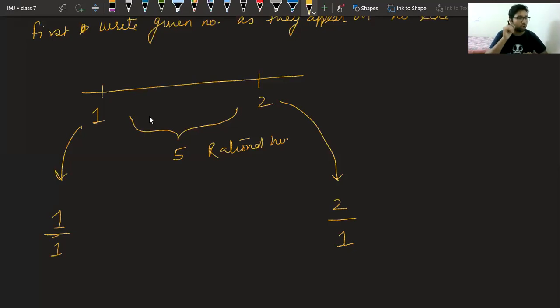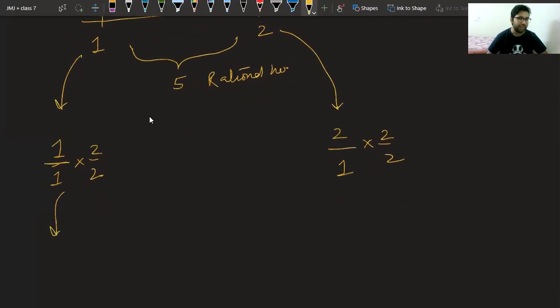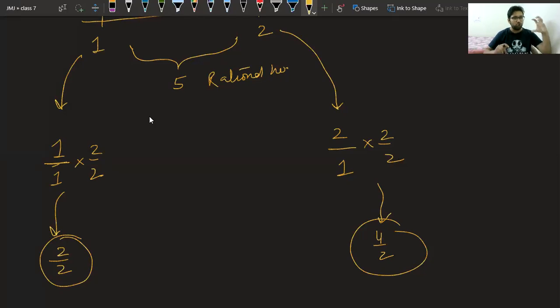Now I will use the concept of equivalent fraction. How? If I multiply this by 2 and 2 and this by 2 and 2, what will I get? I will get 2 by 2 and 4 by 2. Between these two numbers, which number is coming in between? Yes, you have 3 by 2 in between.